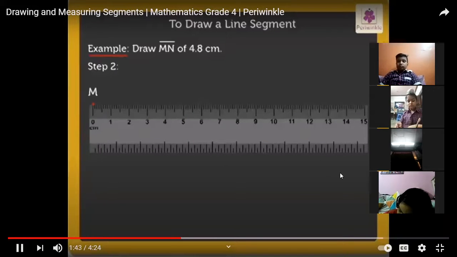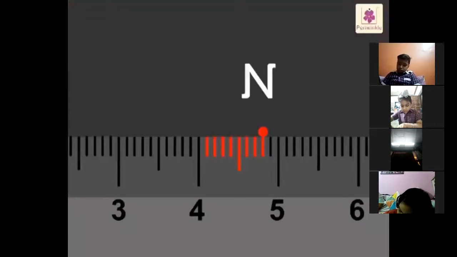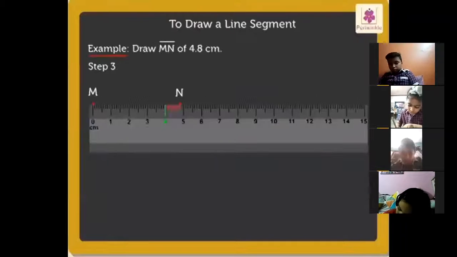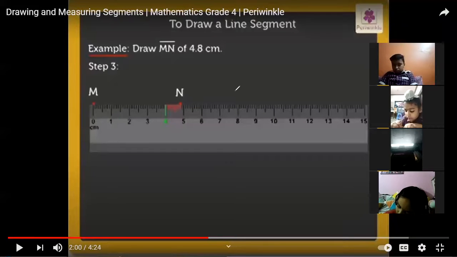Step 2. Next, mark point N such that it coincides with the 8th division after the 4 centimeter mark on the ruler. This is our second step, that we have to mark at the 8th division. Why have we taken the 8th division? Yes, anyone can tell me.